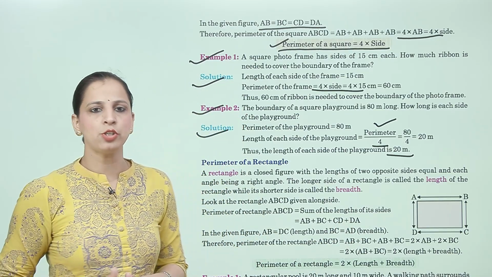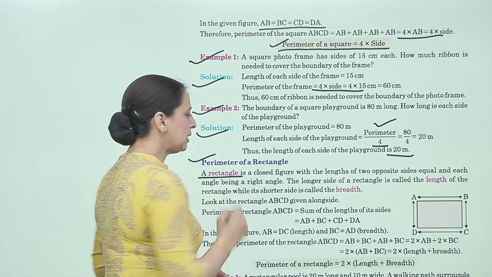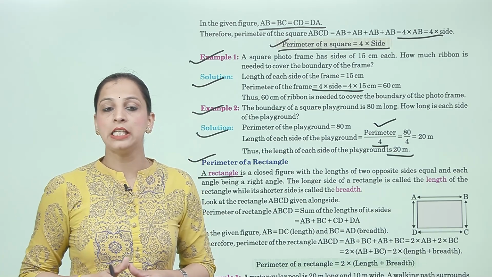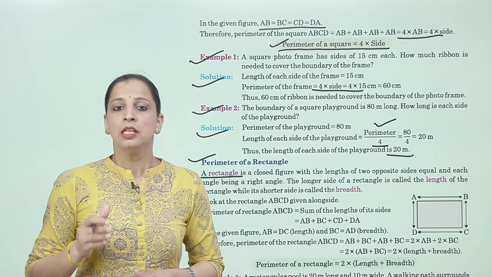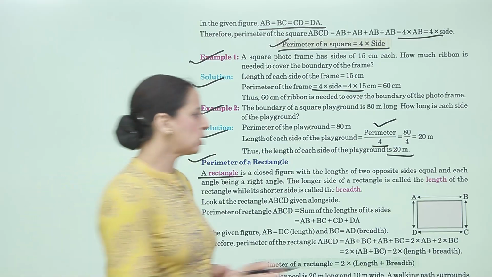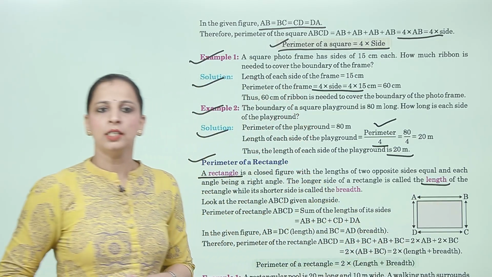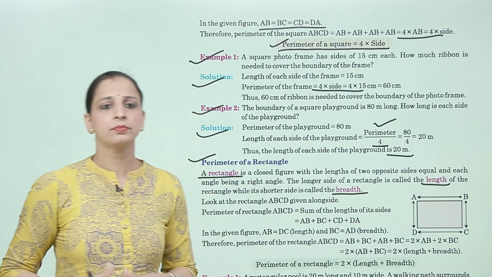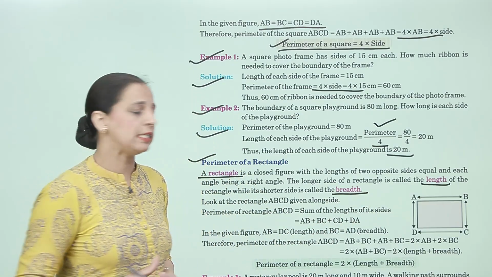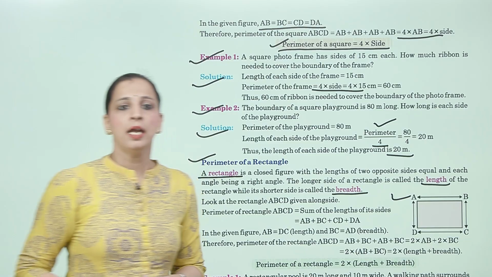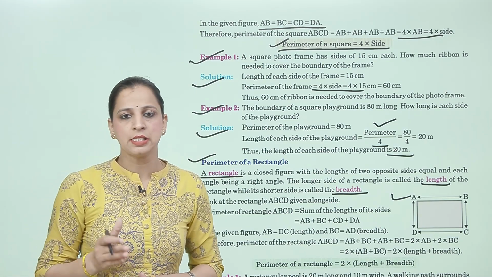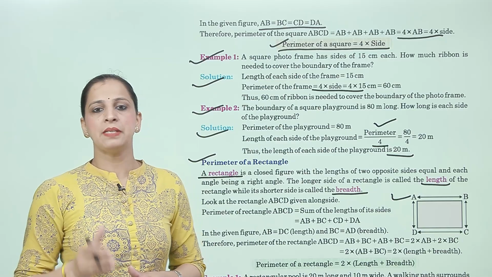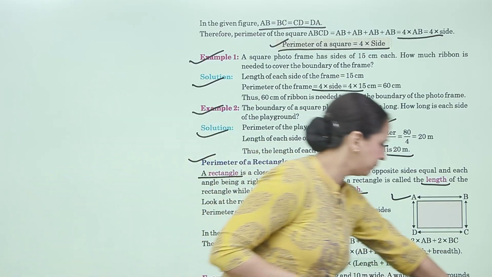Now, next is perimeter of a rectangle. A rectangle is a closed figure with the length of 2 opposite sides equal and each angle being a right angle. The longer side of the rectangle is called the length of the rectangle, while its shorter side is called the breadth. Look at the rectangle ABCD given alongside. Perimeter of rectangle ABCD is the sum of the lengths of its sides, that is AB plus BC plus CD plus DA.